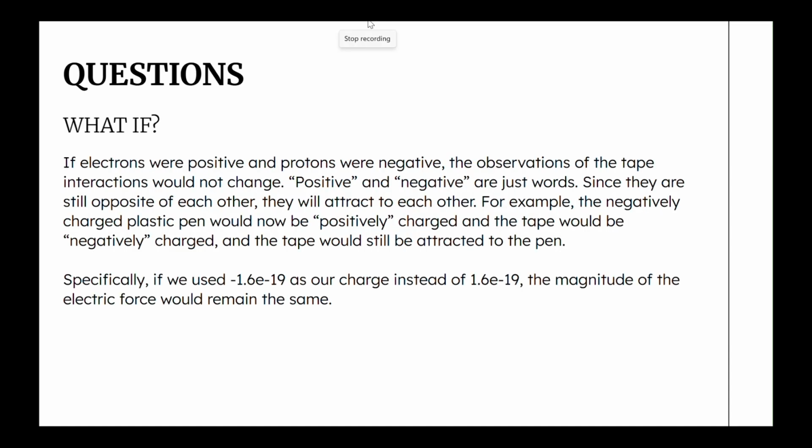What if electrons were positive and protons were negative? Nothing would change because those labels are just words. They would still be opposite of each other and attract to each other. For example, the negatively charged plastic pen would now be positively charged, and the tape would be negatively charged, but the tape would still be attracted to the pen. Specifically, the magnitude also would not change.